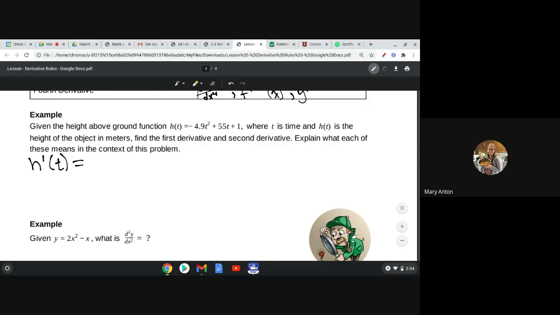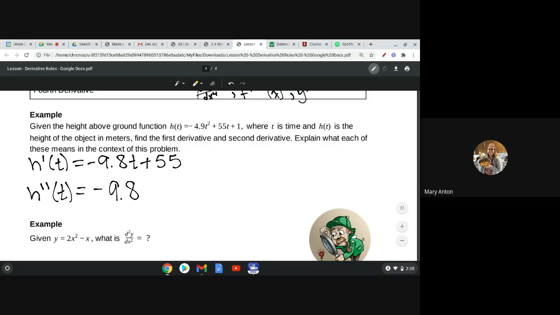What's negative 4.9 times 2? Negative 9.8 t. What's the derivative of 55t? 55. All right. And then the second derivative. Y'all, this means we take the derivative of the derivative. It is just negative 9.8.